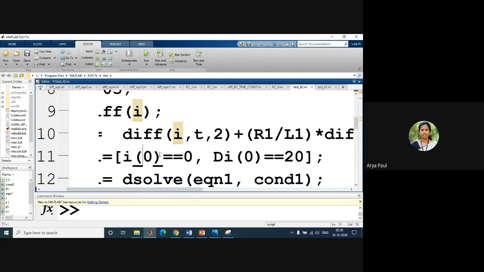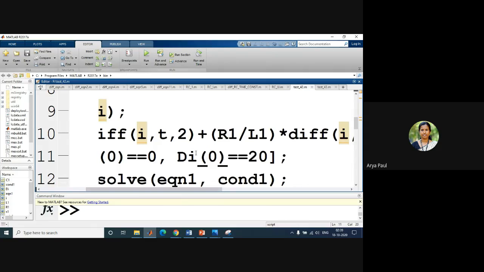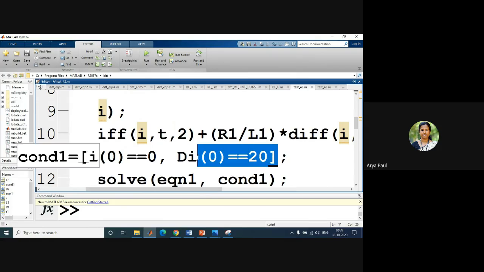First of all, I of 0 will be equal to 0. That means the current at t equal to 0 is 0. Then Di, which means the differential of I, at t equal to 0 is equal to 20. So this will be given in the question.